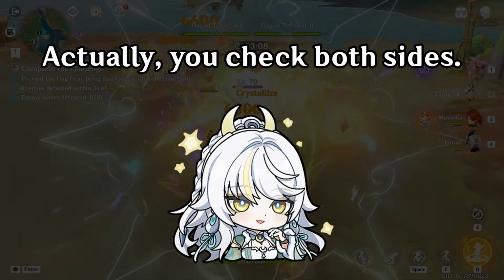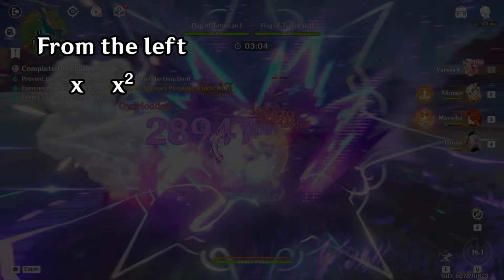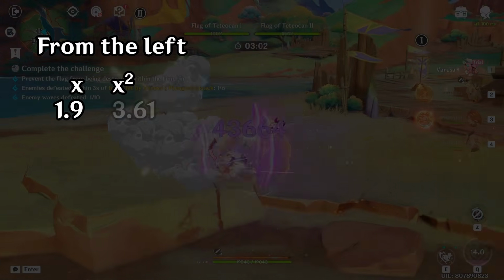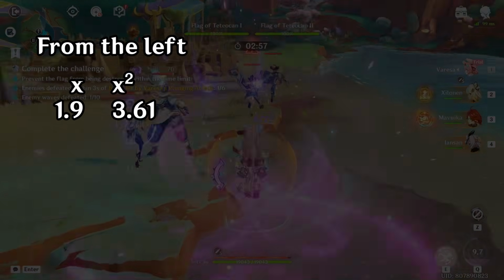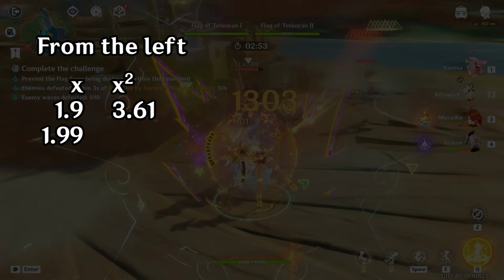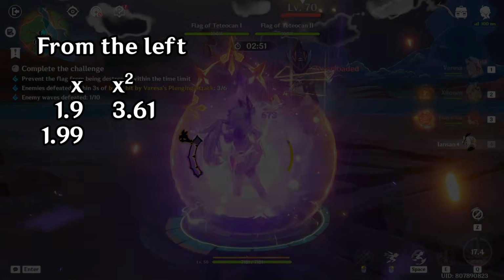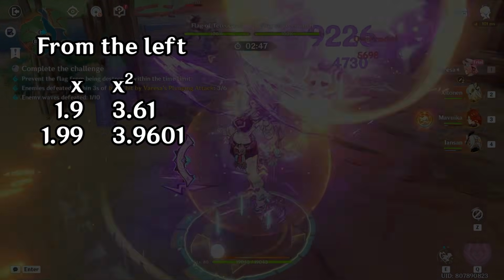Well, we actually need to do both. From the left, we can start from x is equal to 1.9, which results in 3.61. But why should we stop at 1.9? We could choose x to be 1.99, and this time we calculate 3.9601.